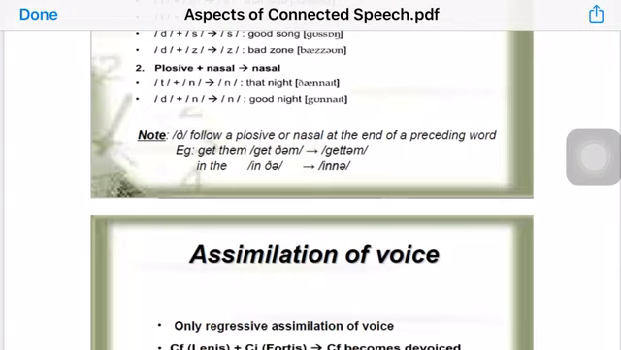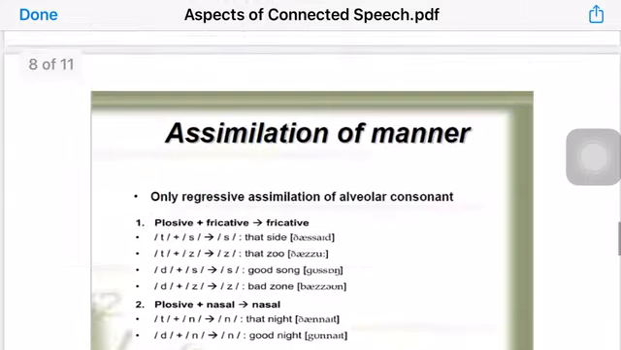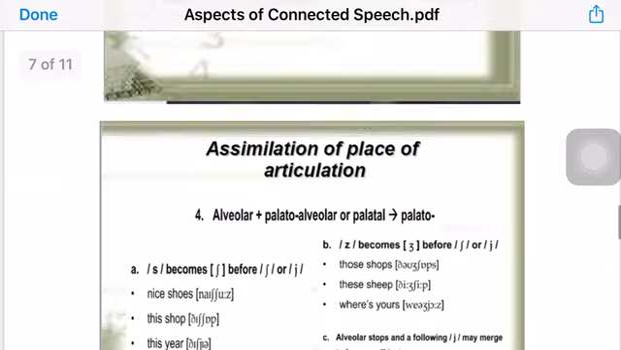And I guess the easiest example would be the expression good boy, which in careful speech is said with a d, but in connected speech, in fast speech, it would be good boy, with a b. We change the d into b at the end of the first word, the word good. So this is the assimilation of place.